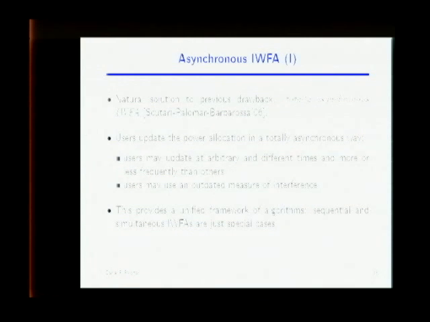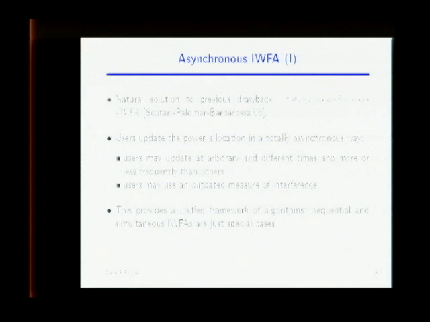Totally asynchronous, meaning that each user updates himself at any time with any frequency, and also each user may even use an outdated measure of the interference from the other ones. Okay, so it's completely realistic. If we can prove convergence for such an algorithm, then this is like a unified framework for all the algorithms. Clearly, the two previous algorithms are just a particular case of this.